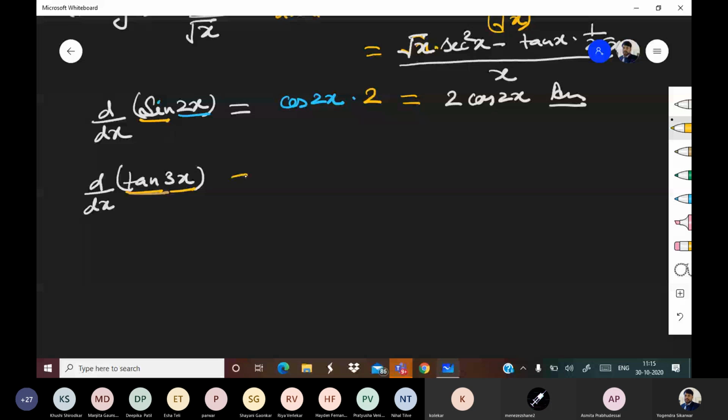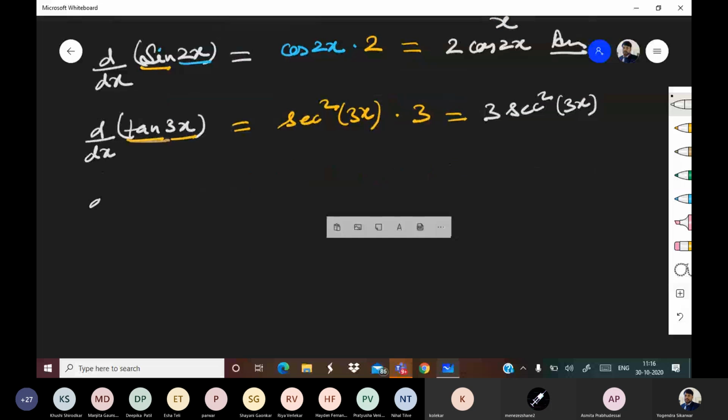So now pay attention. First of all, differentiation of tan will be sec square, and what was the value? It was 3x. So sec square of 3x. After that, we are going to differentiate 3x, which will be 3. The answer will be 3 times sec square of 3x. That is the answer. All right, it is quite easy, nothing difficult in this. You just need to practice.